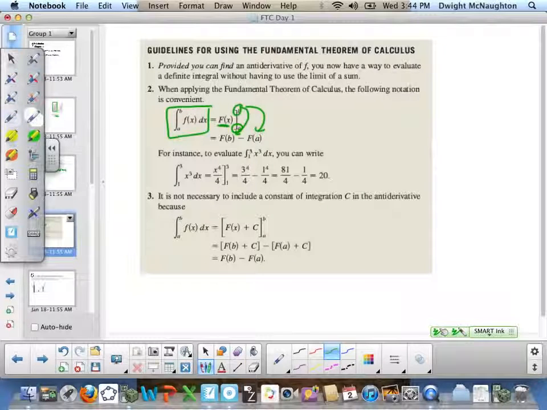So for example, the antiderivative of x cubed from 1 to 3, we'll first find the antiderivative of x cubed. Then we'll plug in 3 and 1 and subtract to find the difference.